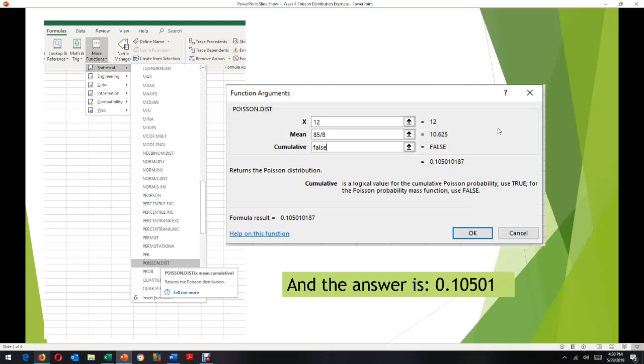And the mean is 85 over 8. You can just put that in. You don't have to calculate it. Just put in the quotient, and the function will do it for you. And cumulative, no, because we only want the one value. So click OK, and the answer comes up 0.10501, which is the probability that he'll get exactly 12 emails in a 5-hour period. Okay.